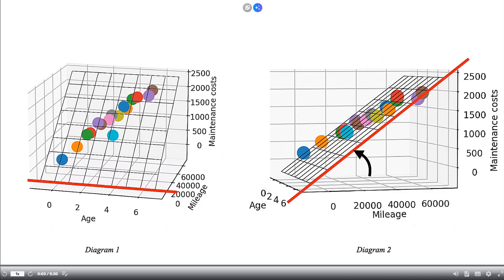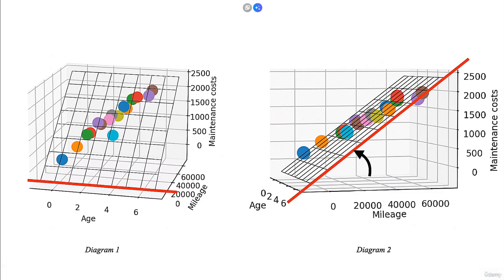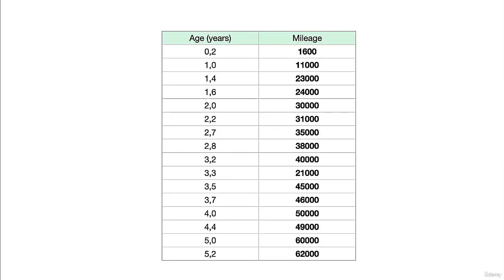This shows that the age does not have a significant influence on the network. When you look at diagram 2, it looks like the mileage is solely responsible for creating the regression plane. Dave suspects the problem is that the input values age and mileages have orders of magnitude differences. He decides to normalize the data.